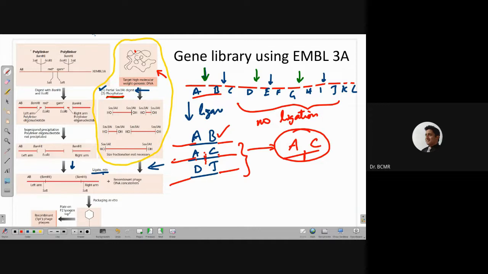That is the reason why we are treating the fragments with phosphatase in this particular case. In general, you will find that the vector is treated with phosphatase. But in this case, we are treating the genome because of the objectives for a genomic library. Did you understand, or do you have any questions on this?